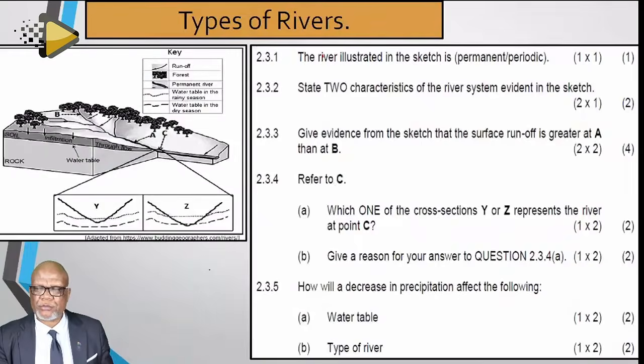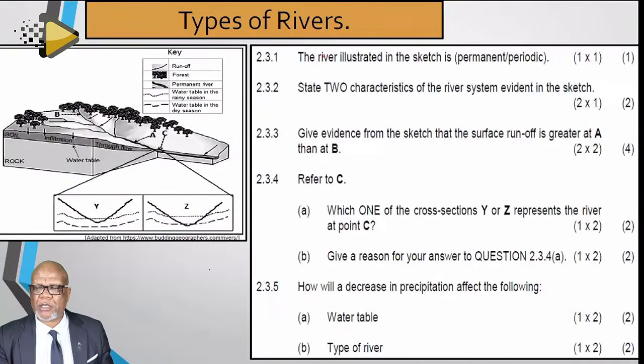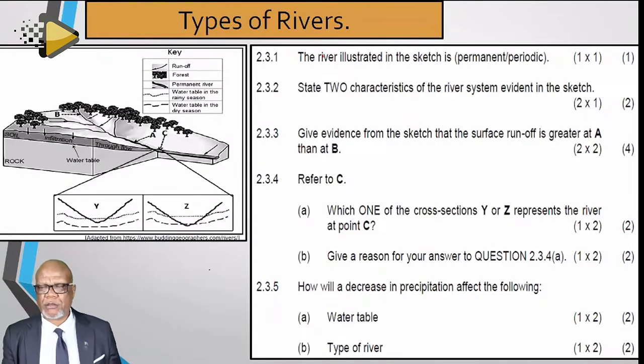Now, let's start by looking at the typical examination questions. This one is on types of rivers. Here's the question: the river illustrated in the sketch is a permanent or periodic river.